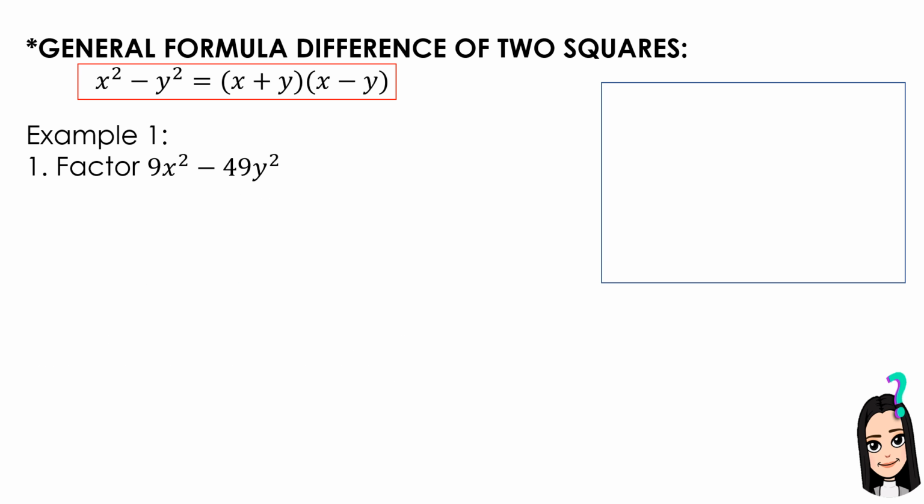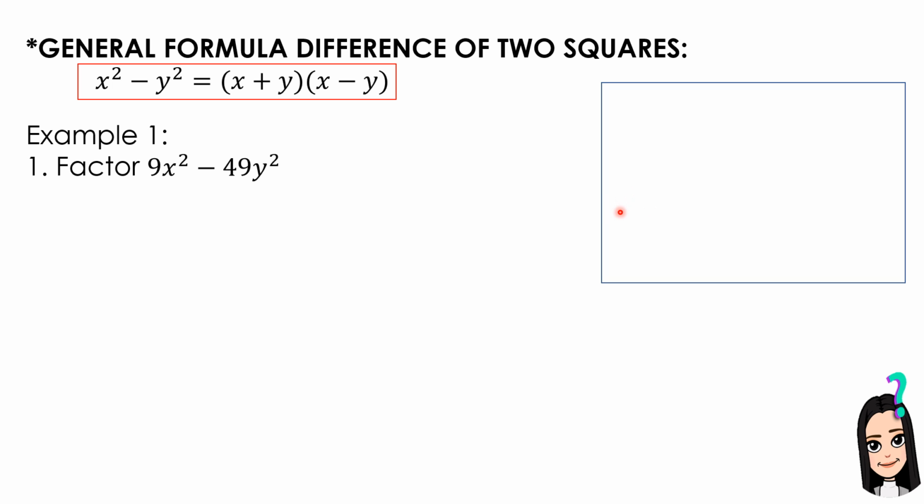Okay, now let's proceed to the general formula for the difference of two squares. So take note of the formula. x squared minus y squared is equal to the quantity of x plus y times the quantity of x minus y. Take note of the operations that we use, the addition and subtraction.